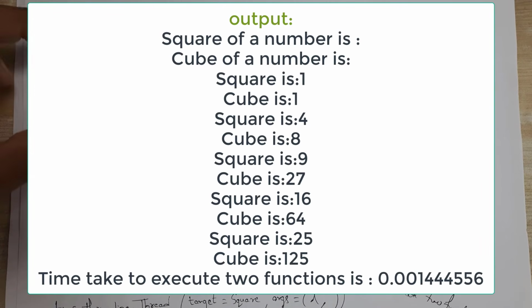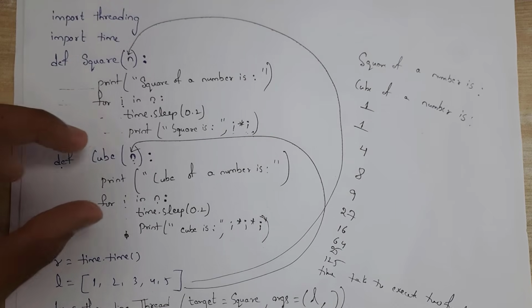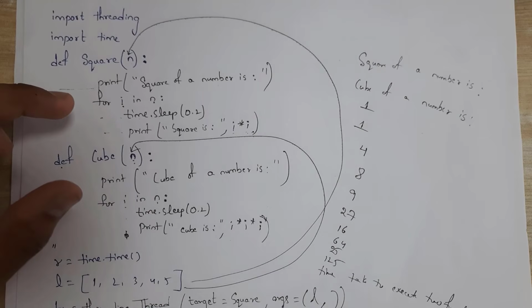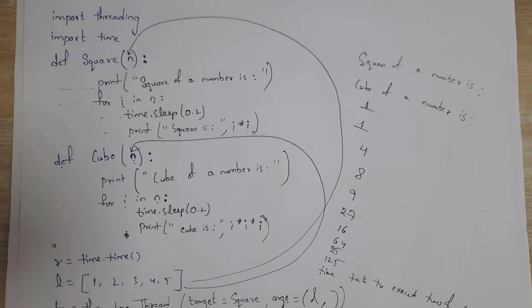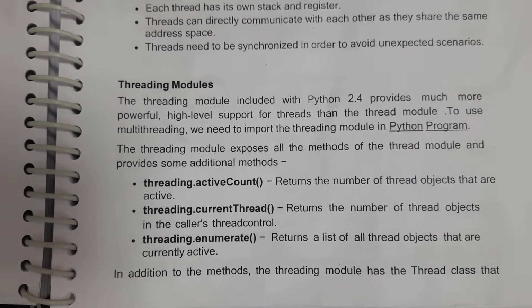If you want to execute multiple threads concurrently, that is nothing but if you want to execute these two functions at a time, then you can use threading module or thread module. By using threading module and thread module, you can execute threads concurrently. That is nothing but at a time you can execute multiple threads. This is concept of multi-threading, where this threading module contains some additional methods.